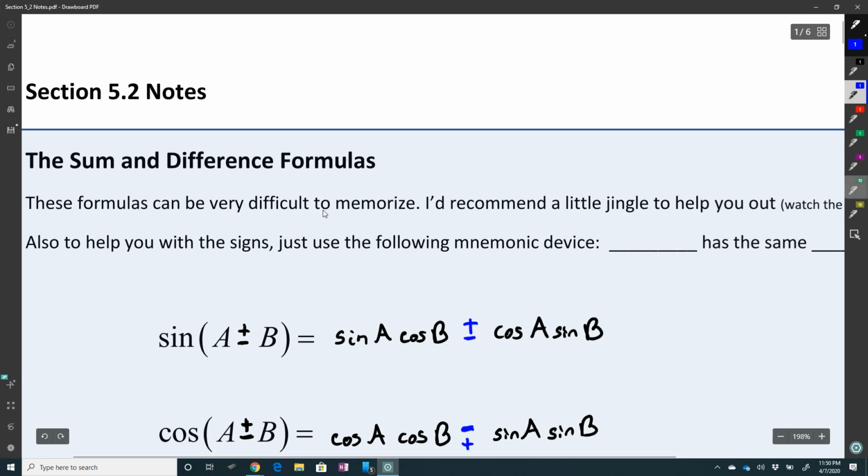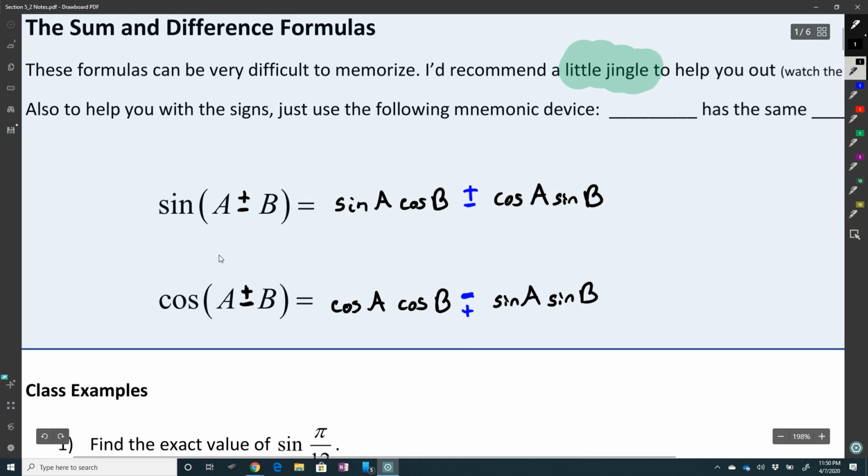Okay, so I looked up on the internet different ways to help memorize it, and the best thing I could find was a little jingle, a little song, if you will. And basically, the song just starts with the first one, and they go sine, cosine, cosine, sine, cosine, cosine, sine, sine. It's not really a jingle, but it actually does help. Your brain kind of bounces back and forth when it sings it.